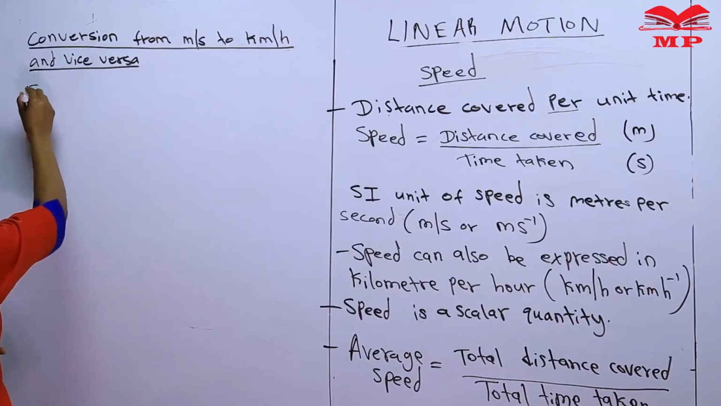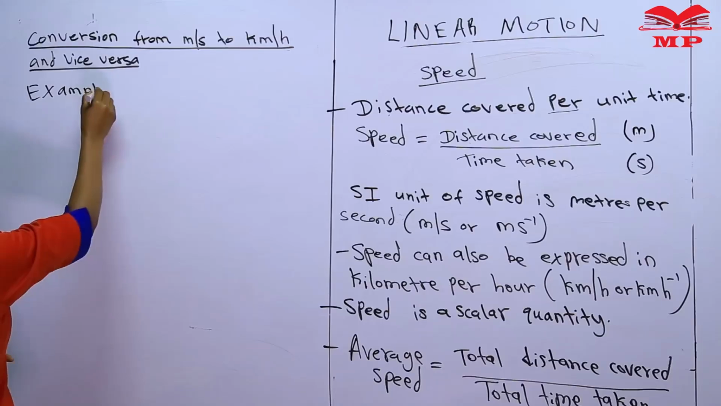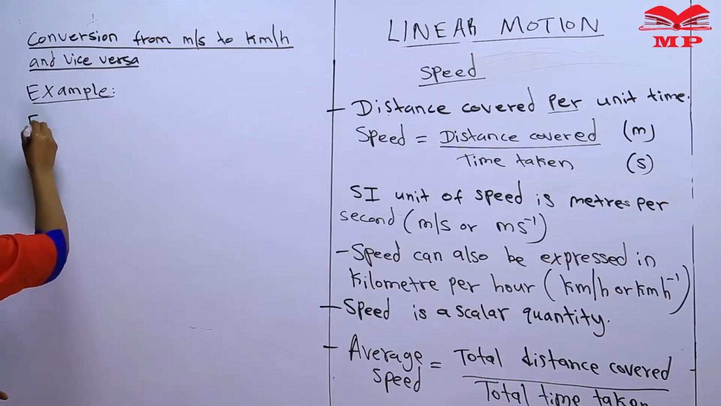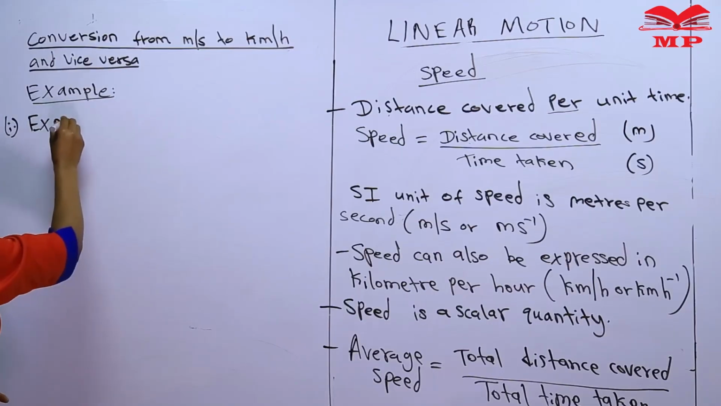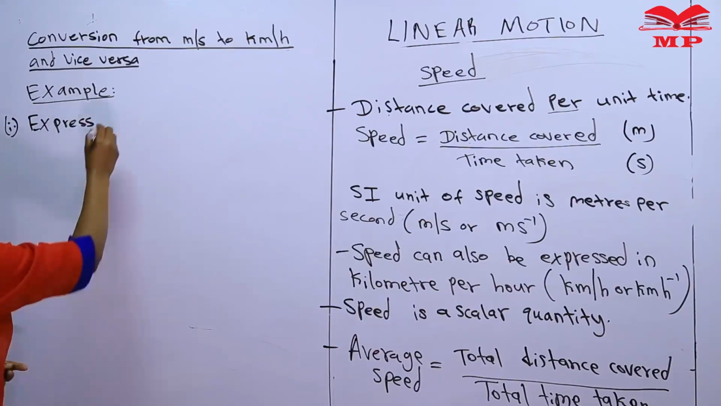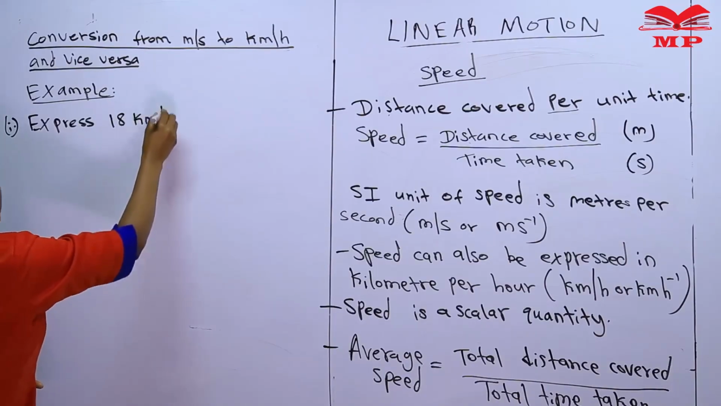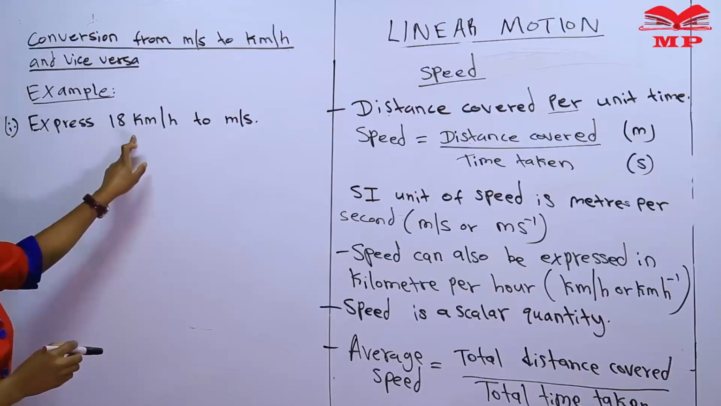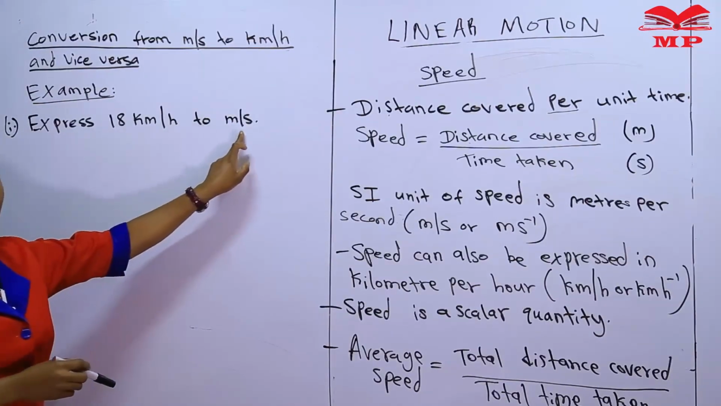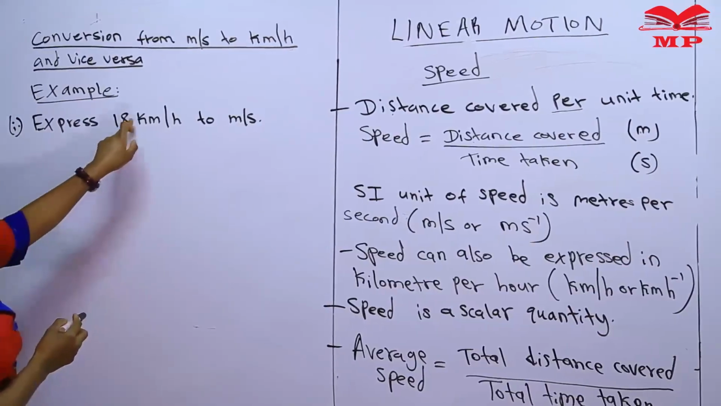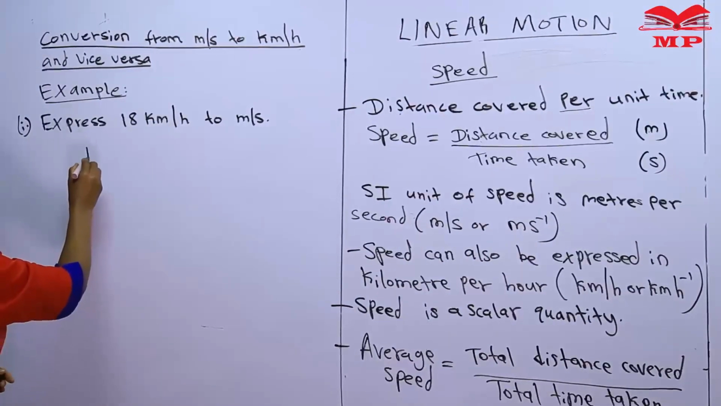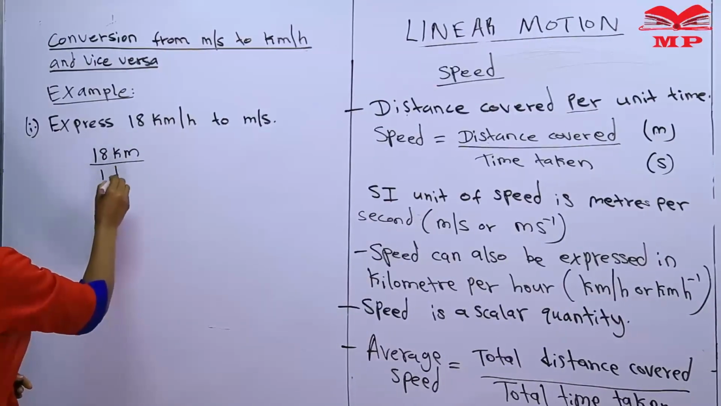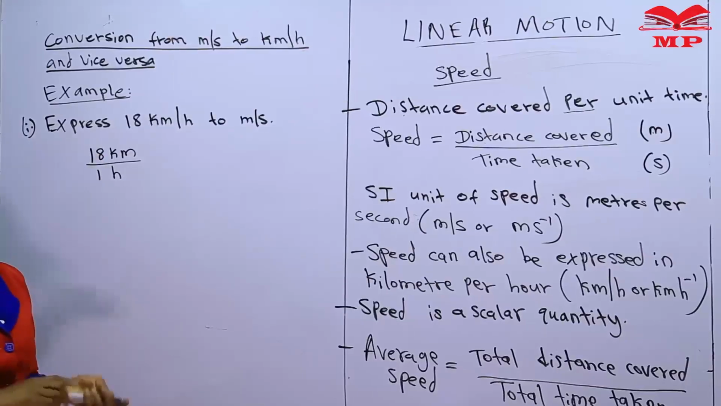So I'm going to give an example to explain this. Example, you can be told to express 18 kilometers per hour to meters per second. Express 18 kilometers per hour to meters per second. Now, when we talk of 18 kilometers per hour, this simply means it is 18 kilometers divided by 1 hour. In 1 hour. So it is 18 kilometers per hour.